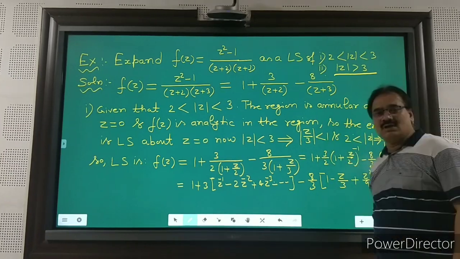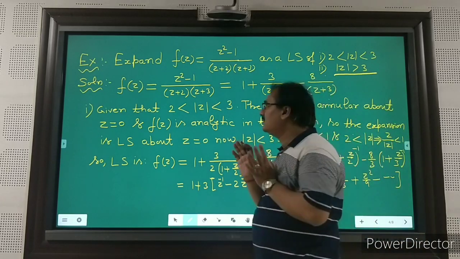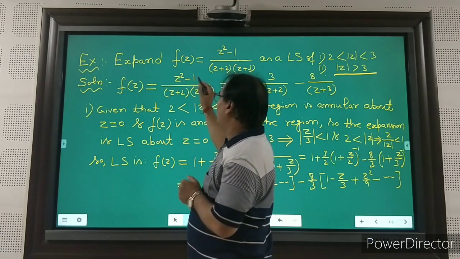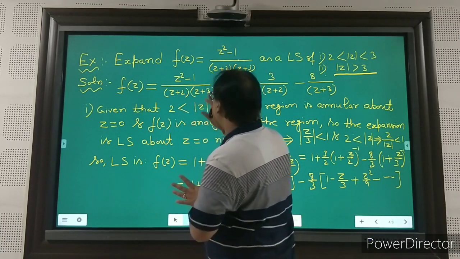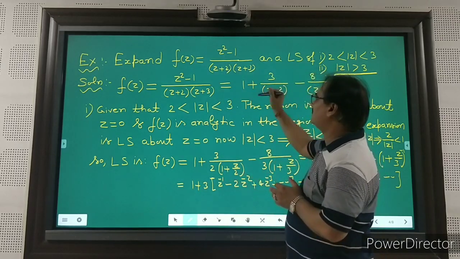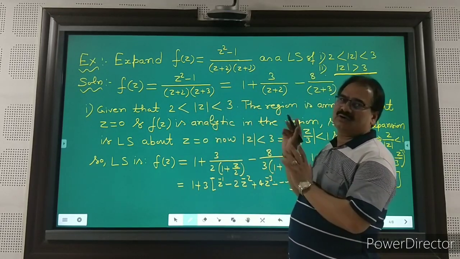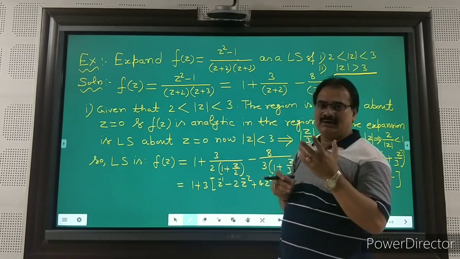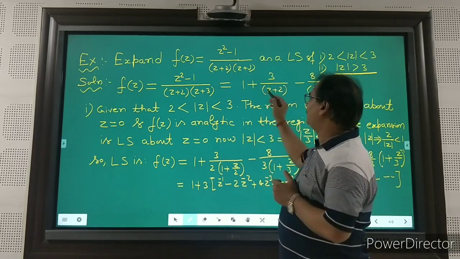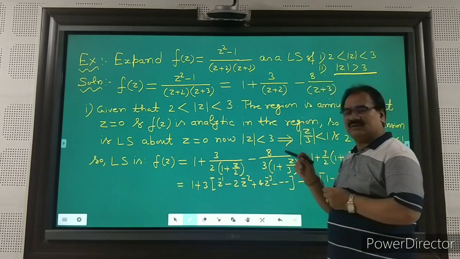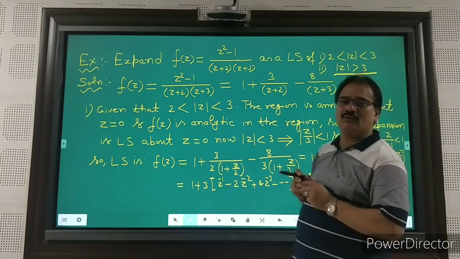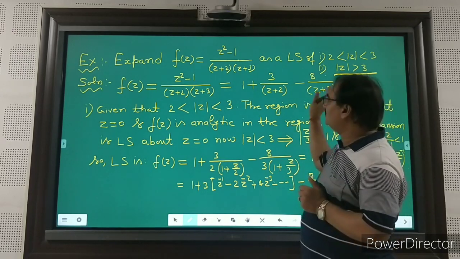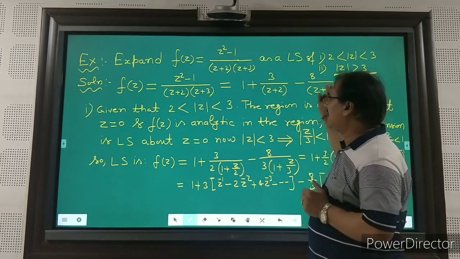So what will be the series between 2 and 3, and what will be the series if mod of z is greater than 3? First of all, as per the previous practice, go through the given f(z), that is (z squared minus 1) divided by (z plus 2)(z plus 3). This can be written as 1 plus partial fractions, since the numerator and denominator have the same degree. You can write 1 plus a divided by (z plus 2) plus b divided by (z plus 3), and after calculating you will get the values of a and b. Here you will get a is 3 and b is minus 8. Then after putting in the values you get the partial fractions.